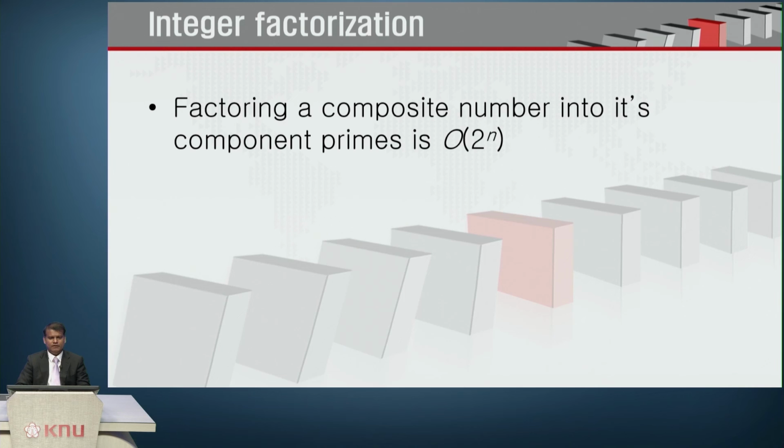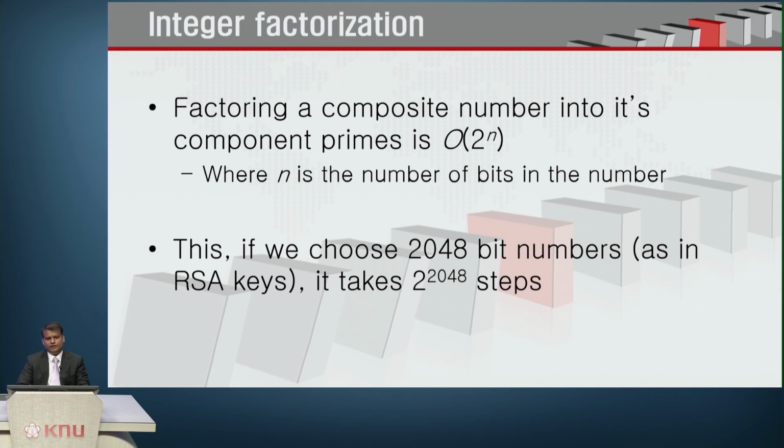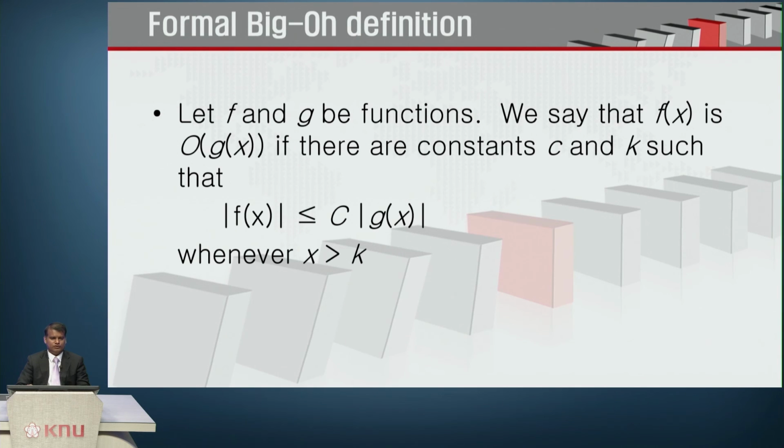Integer factorization, factoring a composite number into its component primes, is big O of 2 power n, where n is the number of bits in the number. If we choose 2048 bits as an RSA key, if you remember the RSA cryptographic part that we have seen, it takes 2 power 2048 steps. That's quite large, right? So it takes 10 power 617 steps to compute.